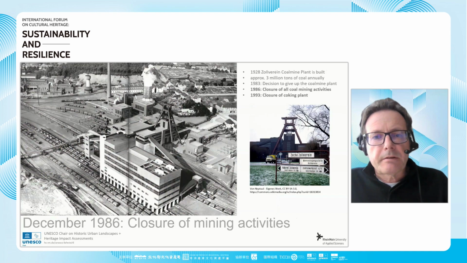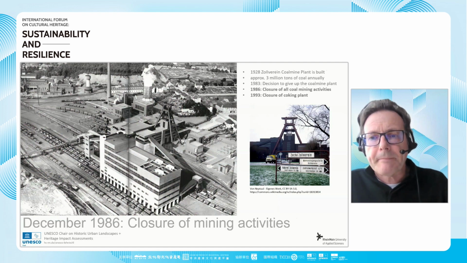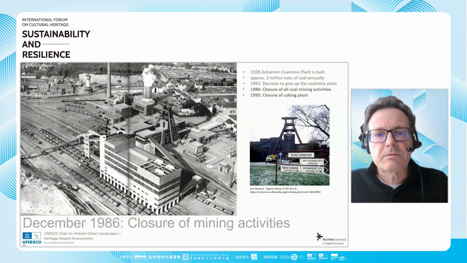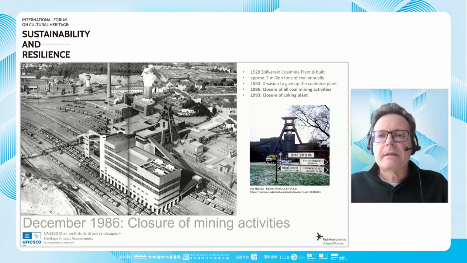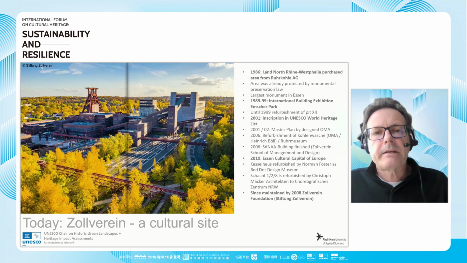This is how the site looked in 1986 when working activities were stopping. So that meant, of course, that a lot of job opportunities in Essen suddenly were no longer existing. So for the city of Essen, this was not only an economic affair, also psychologically for the people working there, this was quite a hard moment. But nevertheless, the federal state of North Rhine-Westphalia started immediately to declare this site as a heritage site.